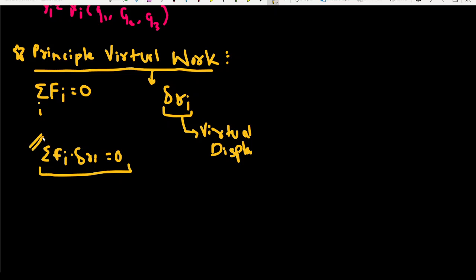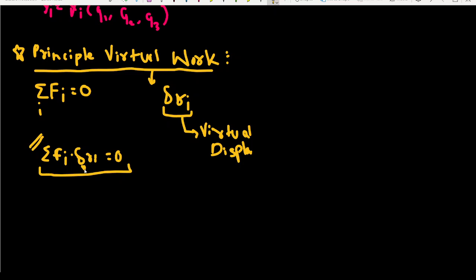So the net force and a virtual displacement, work done is equal to 0. Its dot product is equal to 0. And this is called the principle of virtual work. Why is this virtual? Because you see that here is a virtual displacement. Here is a virtual displacement. That's why we call this virtual work.